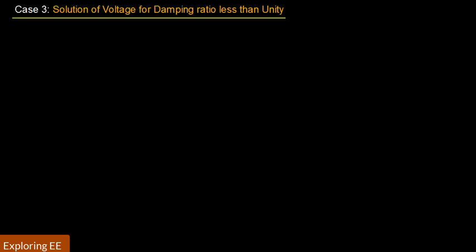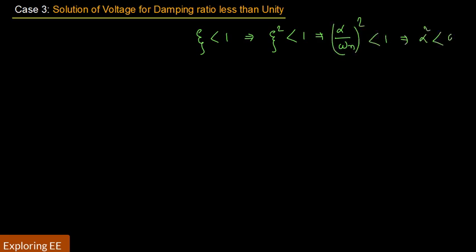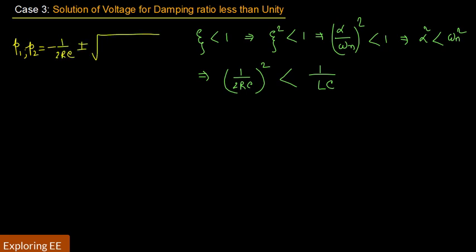Moving on to case 3, for zeta less than unity, damping ratio less than unity, we have zeta square also less than unity. So alpha by omega n whole square is less than unity. So alpha square is less than omega n square. From that we have 1 by twice RC, that is the value of alpha. Alpha whole square is less than omega n square. Omega n square is 1 upon LC. And the roots of the characteristic equation p1, p2 are given by minus 1 by twice RC plus minus under root 1 by twice RC whole square minus 1 by LC.